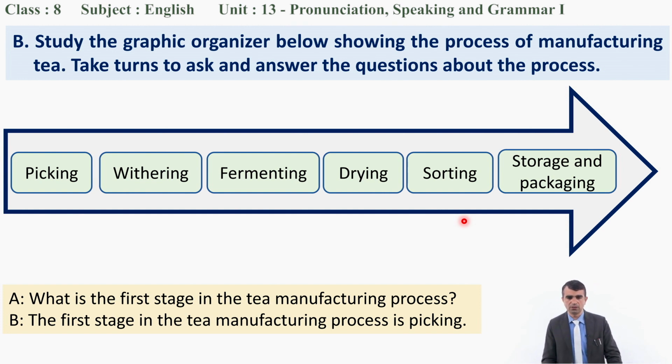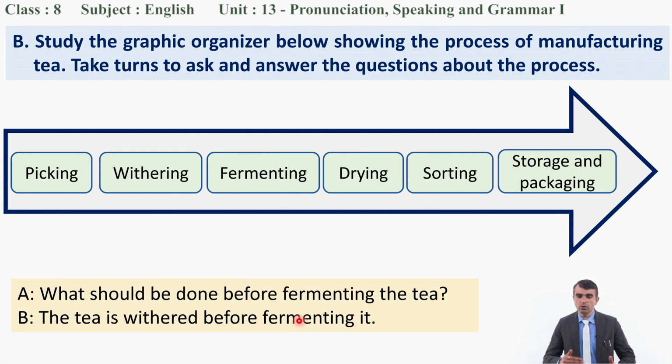You can do that. Similarly, another question can be, what should be done before fermenting the tea? Fermenting is one process stage, and just before it, what is done? The tea is withered. Answer: the tea is withered before fermenting it. So before it, what is the step? Withering, isn't it? So tea is withered before fermenting it.